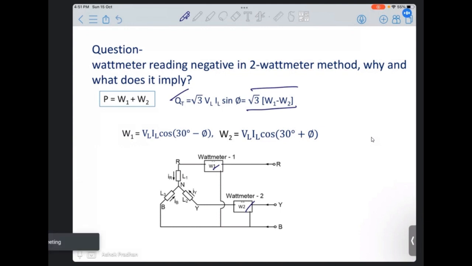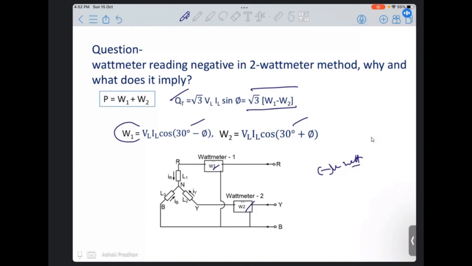And W1 happens to be 30 minus phi, W2 happens to be 30 plus phi, depending upon the connection, or it can exchange also. So the question is about the wattmeter reading negative. This time also a student asked me, what do you mean by a negative wattmeter? Wattmeter is wattage, power. Why can it be negative?